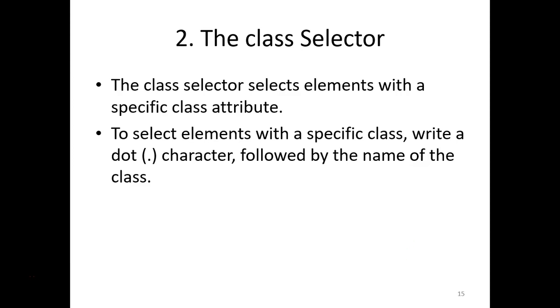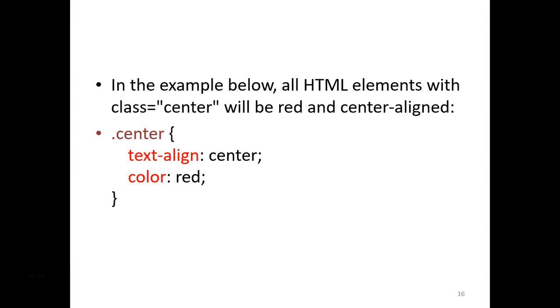The second selector is the class selector. In the class selector, we are selecting elements with a specific class attribute. To select elements with a specific class, we write a dot character followed by the name of the class. For example, here all HTML elements with class equal to center will be colored red. The font will be red and it will be center aligned.